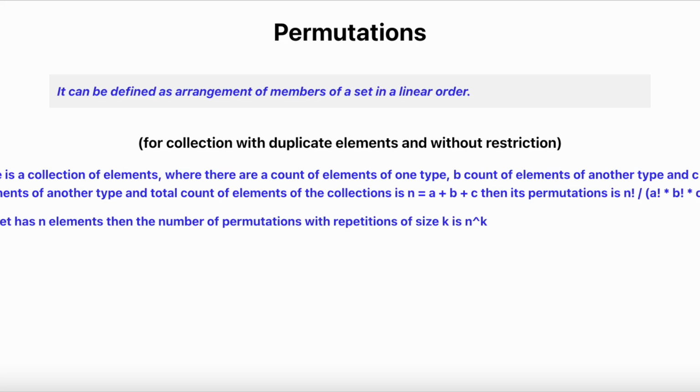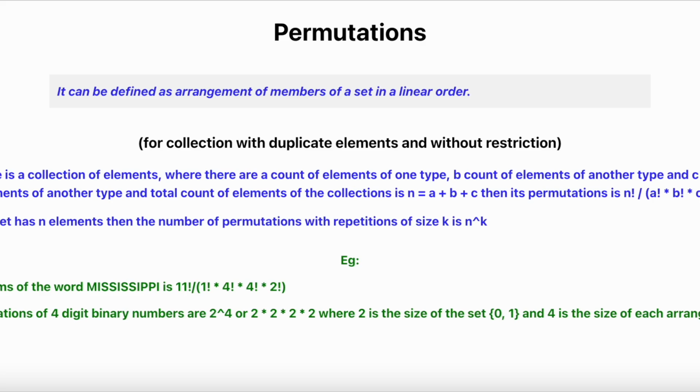If the set has n elements, then the number of permutations with size k is n power k. For example, anagrams of the word Mississippi is 11 factorial by 1 factorial into 4 factorial into 4 factorial into 2 factorial. Here, character M is repeated once, characters S and I are repeated 4 times, character P is repeated 2 times. Permutations of 4-digit binary numbers are 2 power 4, where 2 is the size of the set 1, 0 and 4 is the size of each arrangement.